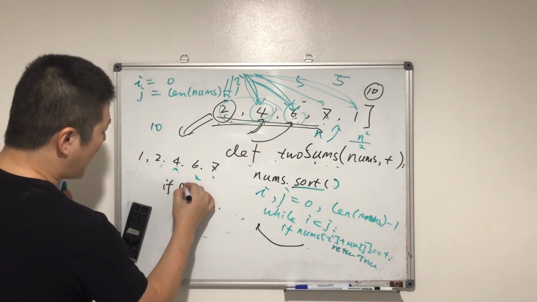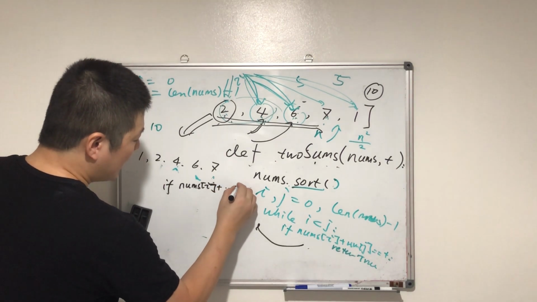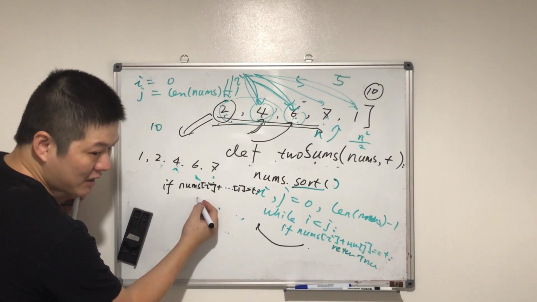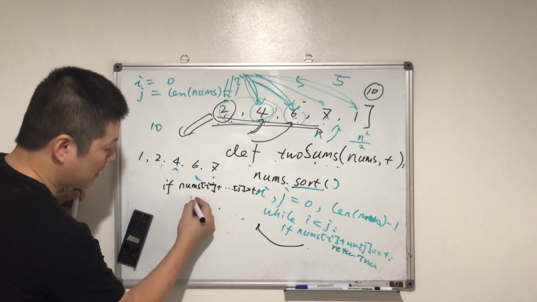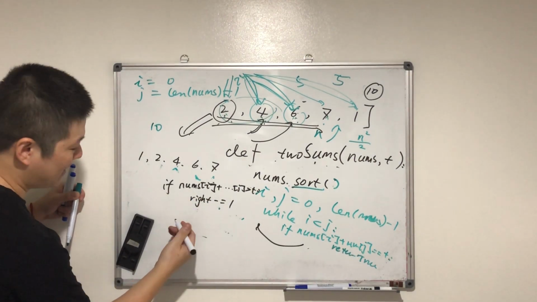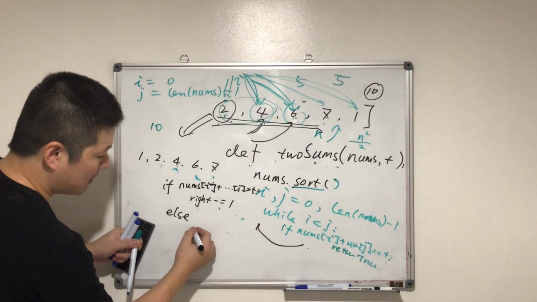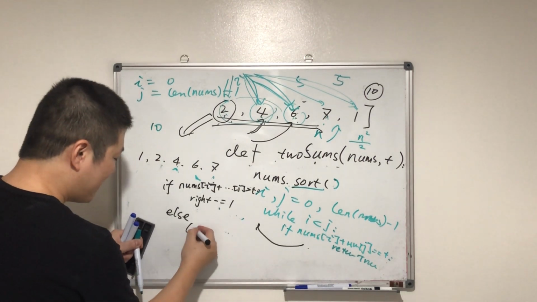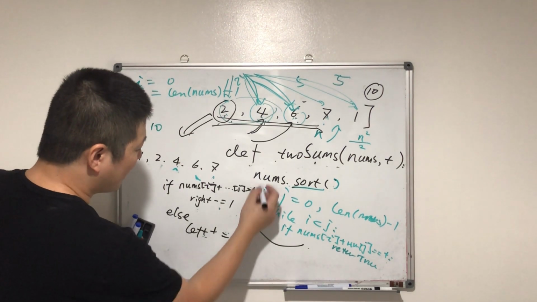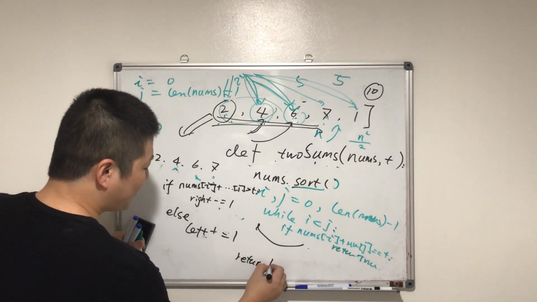If nums[i] plus nums[j] is bigger than 10, what should we do here? Right moves to the left. So right minus equals 1, it means decrement. And else, what should we do? Not yet. Left plus equals 1. Well done, that's brilliant. And then at the end we return what? Return false. Yes, well done.